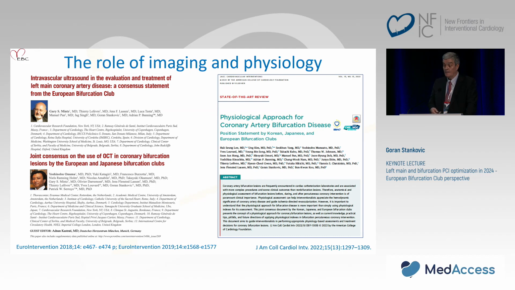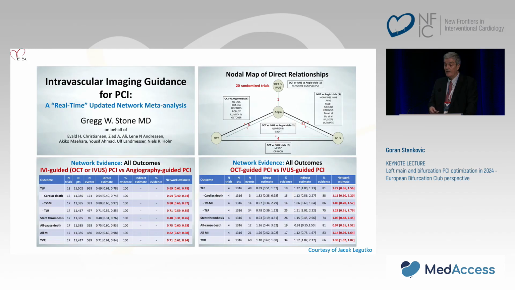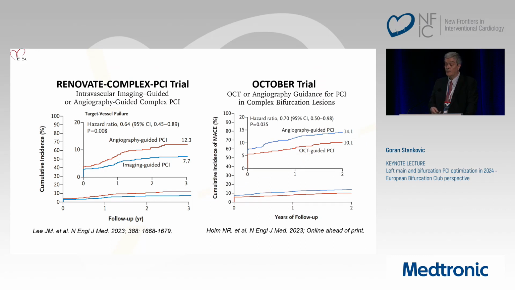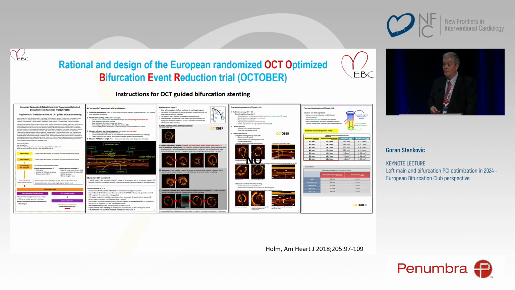EBC has published several documents dedicated to imaging and physiology guidance for bifurcation PCI, and now at ESC, an updated network meta-analysis really confirmed the benefit of imaging. And there are 2 studies this year, RENOVATE-COMPLEX-PCI and OCTOBER, which really documented benefit also in bifurcations, because the strongest subgroup in RENOVATE was actually left main PCI. If you look at the protocol of OCTOBER, you see detailed explanation of the steps for image guidance.